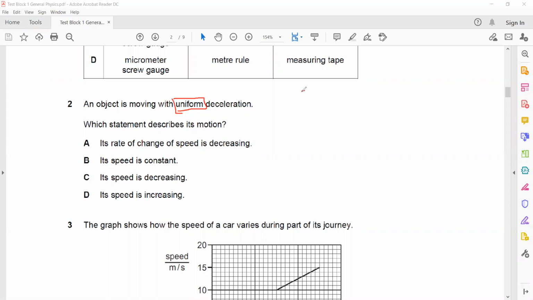For example, first the speed was 50 meters per second, then the speed will be 40 meters per second, then it will be 30 meters per second. So you can see the constant deceleration, which is minus 10 meters per second squared. So saying the rate of change in speed is decreasing is wrong. Saying its speed is constant is wrong, because if speed is constant, then there should be zero acceleration. Speed is decreasing, so C is the right option. If speed is increasing, it's not called deceleration. It is known as acceleration.